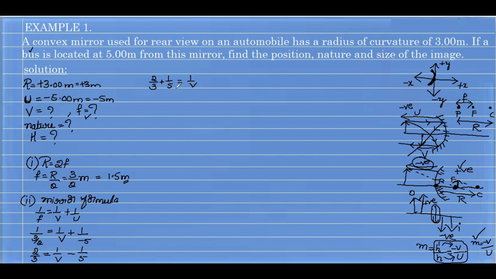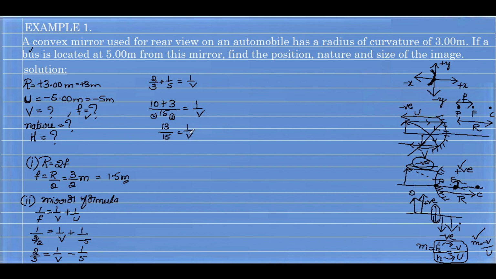So the LCM of 5 and 3 is 15. Next, 3 5s are 15, 5 2s are 10, plus 5 3s are 15, 3 into 1 is 3, is equal to 1 by v. So this is the way of doing the LCM. So 10 plus 3 is 13 divided by 15 is equal to 1 by v.